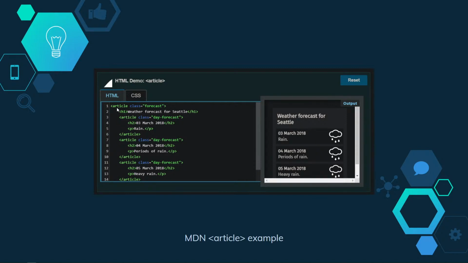And then this article has an article embedded inside of it. The content and the context of this is a day forecast, right? This has its own title, which happens to be a date. And then the paragraph text is just, you know, rain, which is the description of that day's forecast.